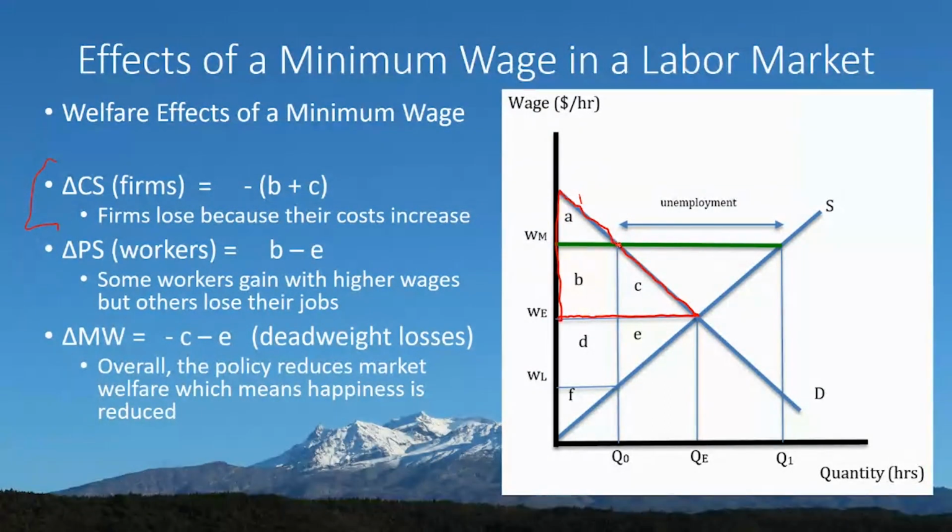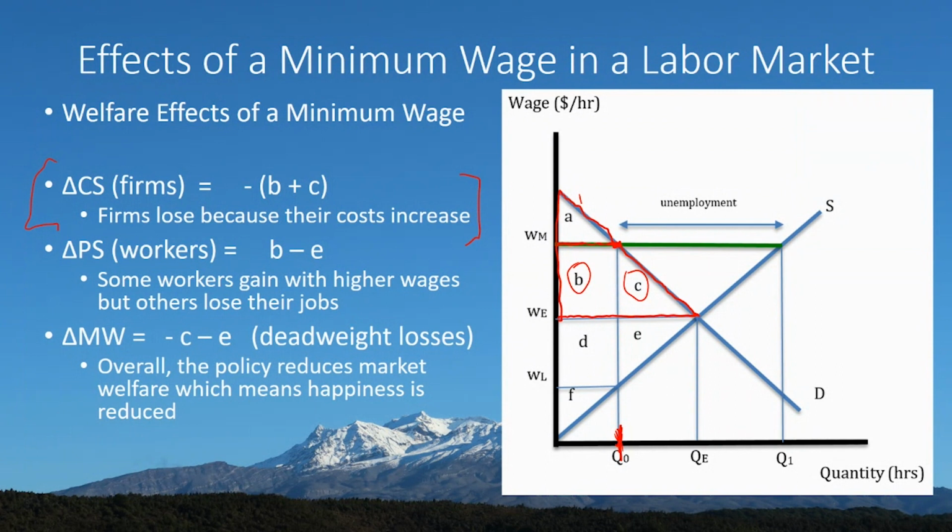Well, afterwards, the consumers, the firms, have to pay this higher wage, WM, and they cut back, their demand is down to Q sub 0. So that means the new consumer surplus is going to be area A only. All right, and that means we're going to lose area B and C to the firm. So the firms are going to lose out because their costs are increasing and they're cutting back their demand for labor in the labor market. Okay, so consumer surplus, firm welfare goes down by area B plus C.